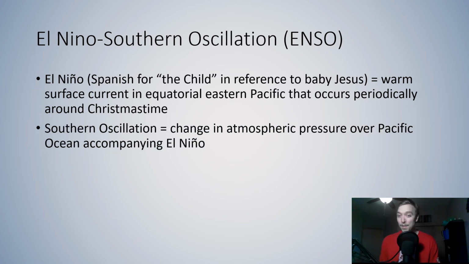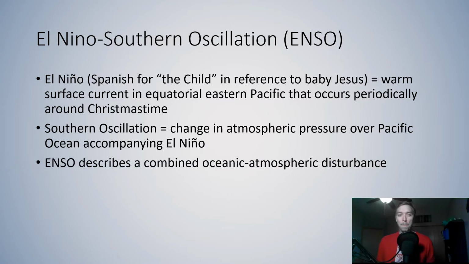The Southern Oscillation is equal to a change in atmospheric pressure over the Pacific Ocean, accompanying the El Niño. Now, these weren't always linked together. This came about in increments, as we'll see here in just a slide or two. And so it describes a combined oceanic atmospheric disturbance.